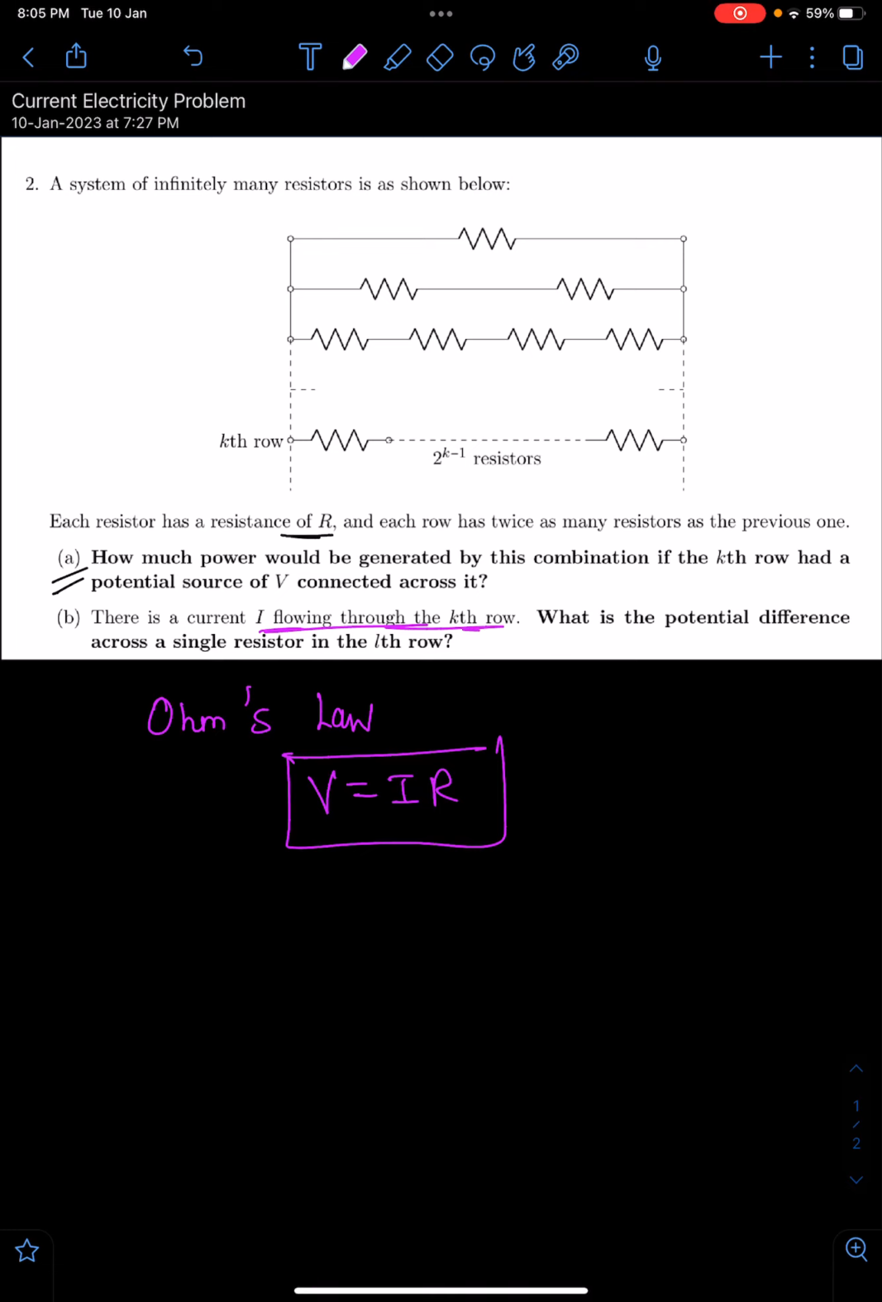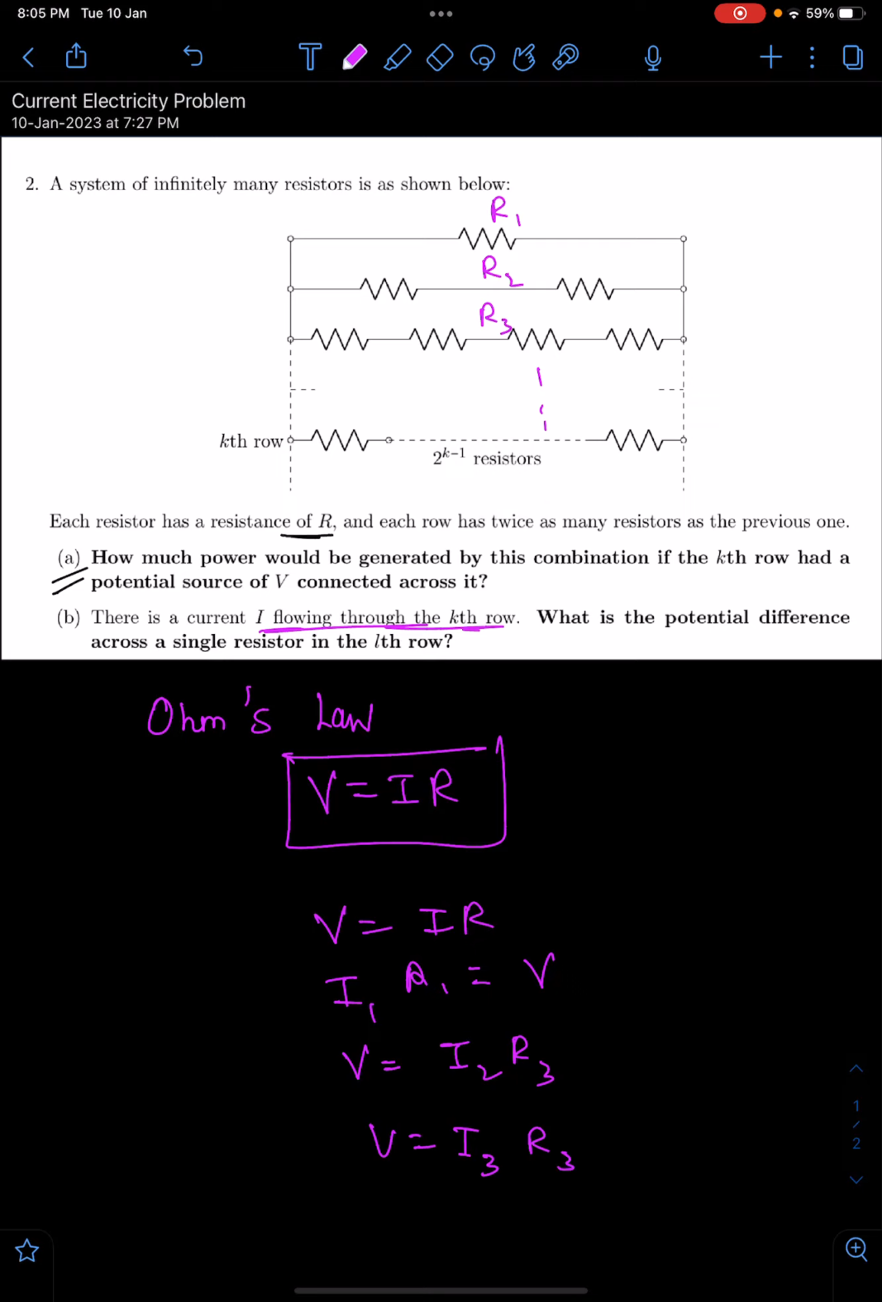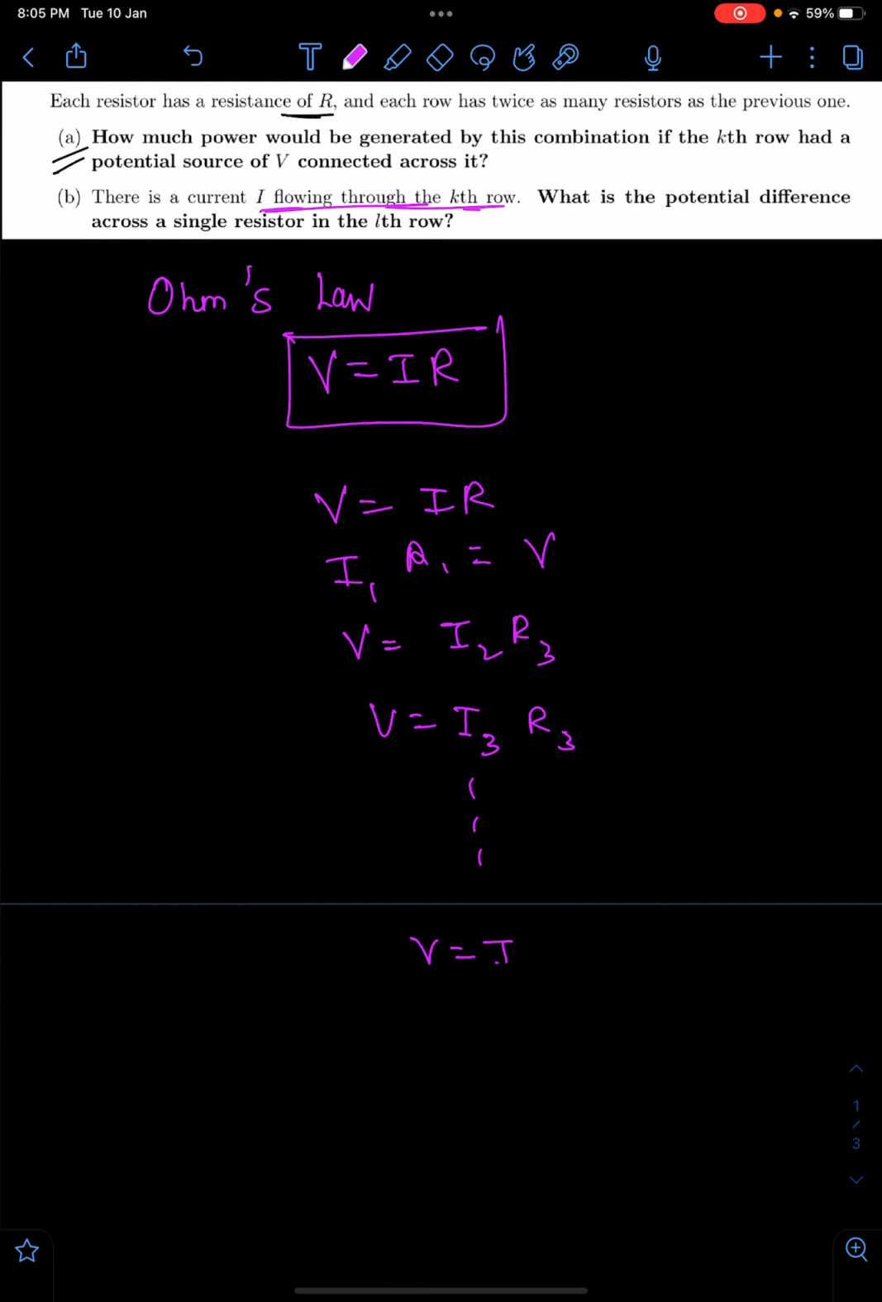So if I write V is equal to IR, in this parallel combination, V remains constant. Let me say the current in the first one is I1, I2 in the second, I3 in the third, and in the kth row it's Ik. The resistances are R1, R2, R3, till Rn. So can I write I1 R1 is equal to V? I can also write V is equal to I2 R2, V is equal to I3 R3, and continue writing this till V is equal to In Rn, right?